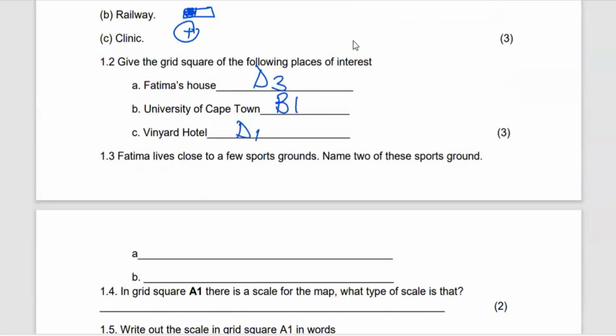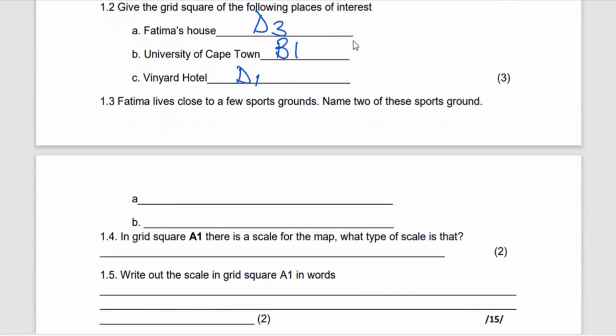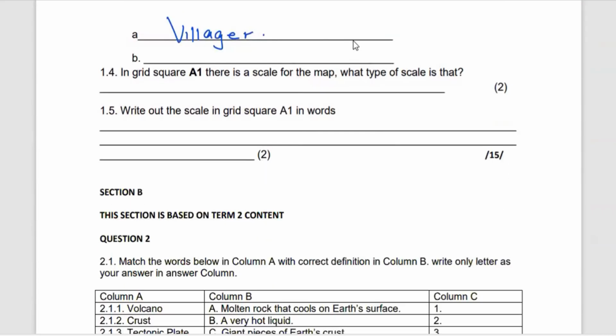Fatima lives close to a few sports grounds. Name these two sports grounds. We have the Villager, then we have the Kua Boom Park.